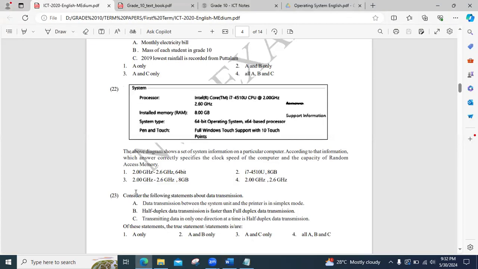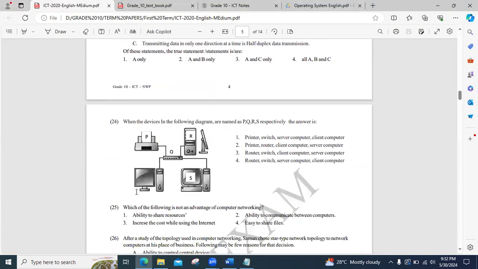So then 24. Yes, 24. When the devices in the following diagram are named P, Q, R respectively, the answer is: P is a printer, R is a server, Q is a switch, and S is a client computer.